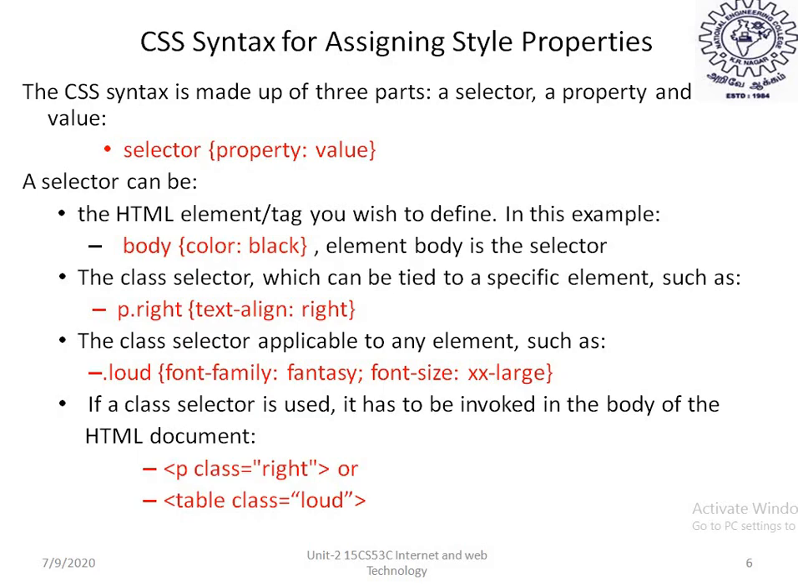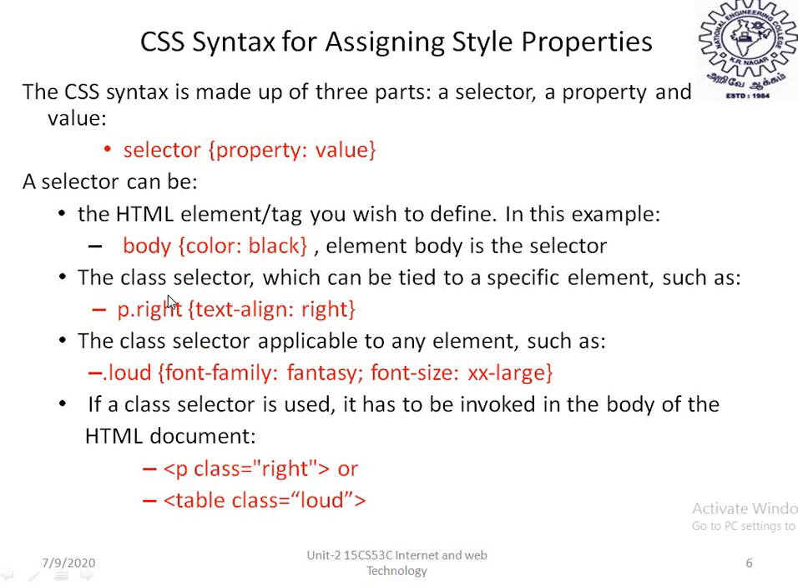See, a selector is nothing but, we are applying style information, right? So here, body, the color should be displayed in black. So body is a tag that we call a selector here, and the property here is color and the value here is black. So whatever I write within the body tag should be displayed in black color, right?